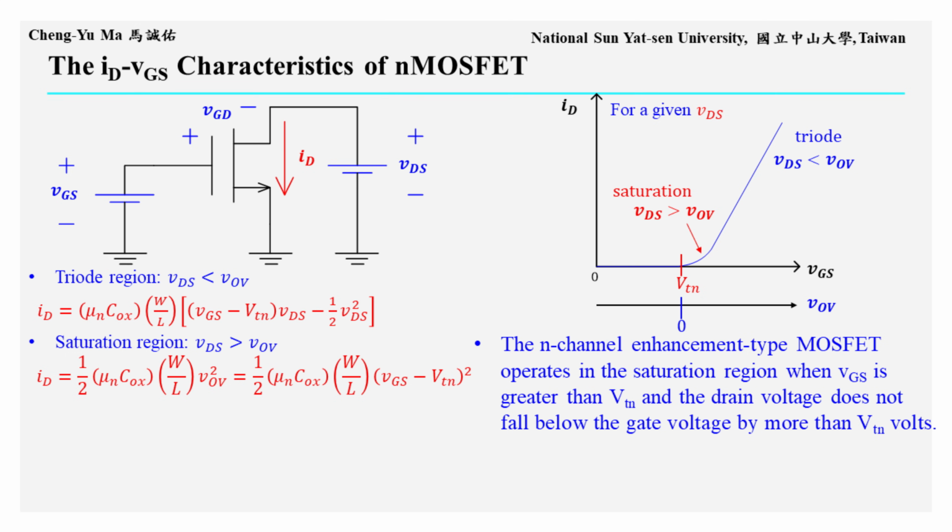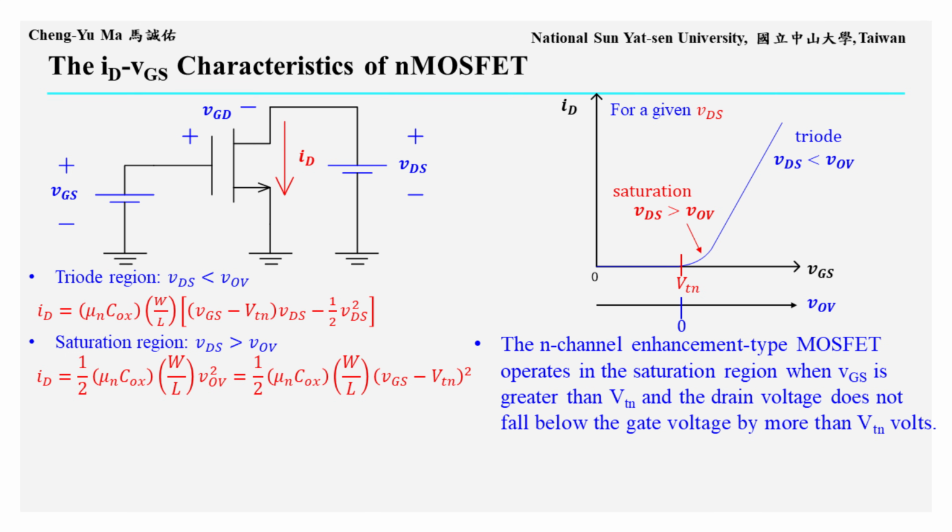Besides the ID versus VDS characteristic, we also look at the ID versus VGS characteristic of an N-MOSFET, as shown on the right. For a fixed VDS, when VGS is below VTN, ID is 0 and the device is in cutoff. When VGS just exceeds VTN, VOV starts from 0 and is still smaller than VDS. Therefore, VDS is greater than VOV, and the device first enters the saturation region.